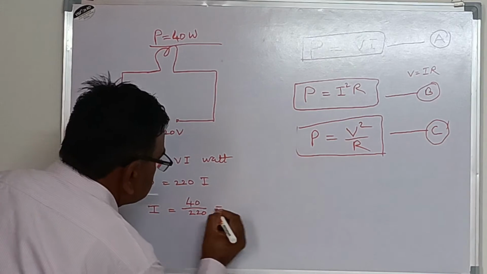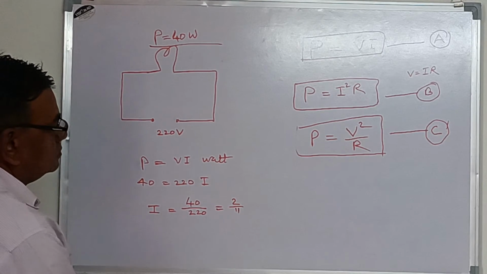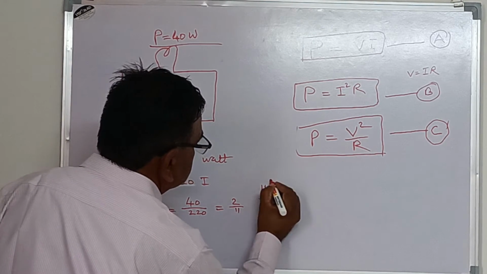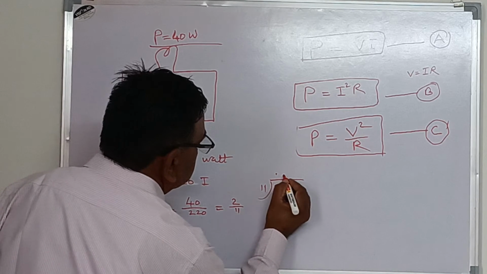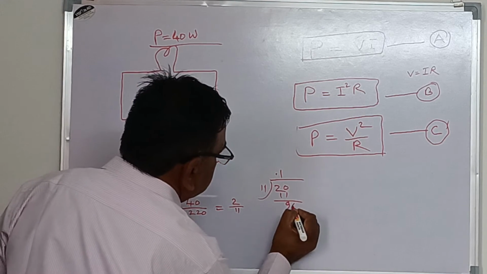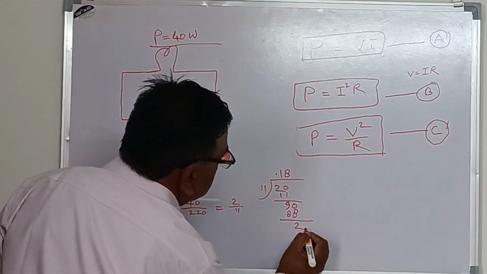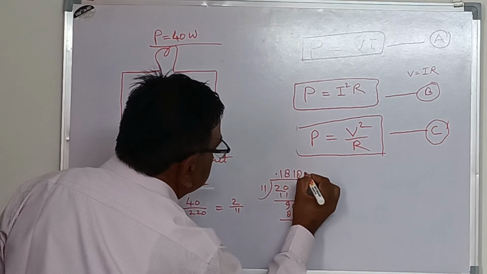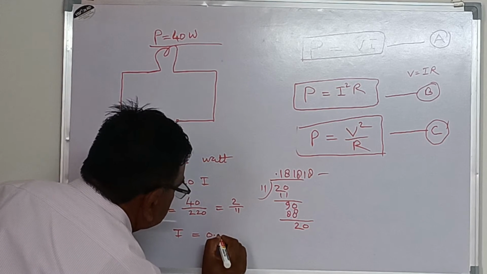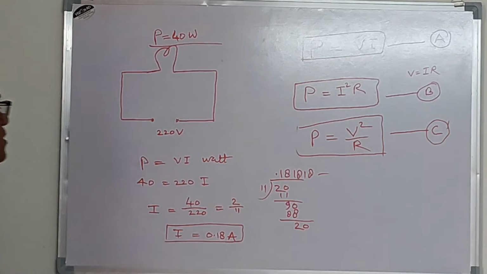When you solve it, zero vanished, 2 by 11. When you divide 2 by 11, you will get 0.18, repeating the same thing. So I is equal to 0.18 ampere. This is your answer. This is very simple to solve.